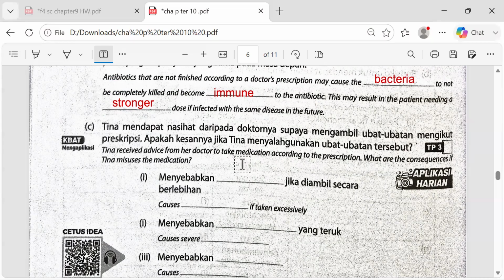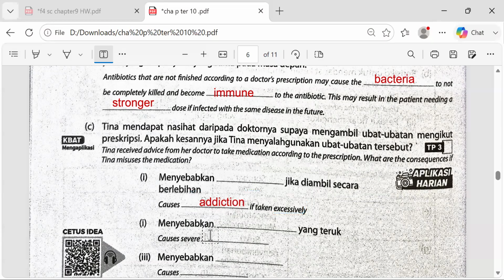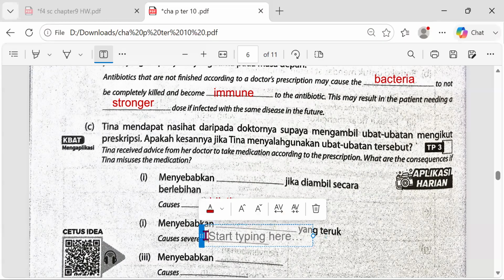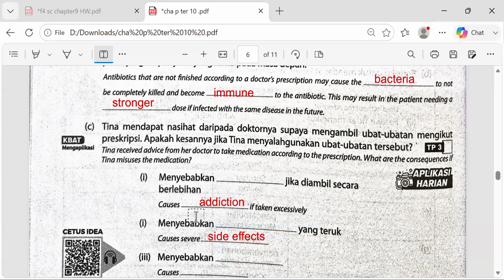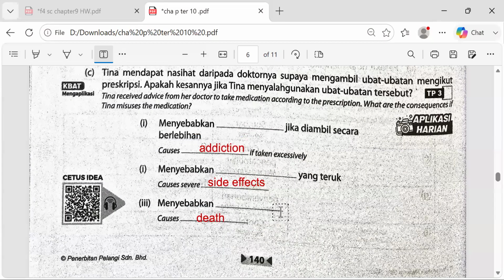Tina receives advice from her doctor to take medication according to prescription. What are the consequences of Tina misusing the medication? Causes addiction. But that's only painkillers. Not everything causes addiction. You cannot get addicted to Panadol. Causes severe side effects, some vomiting, diarrhea. Okay, can cause death.